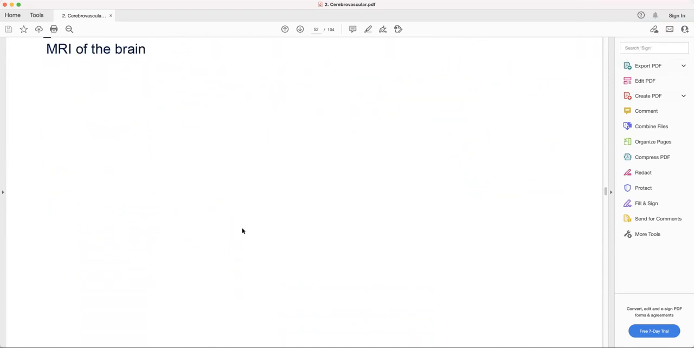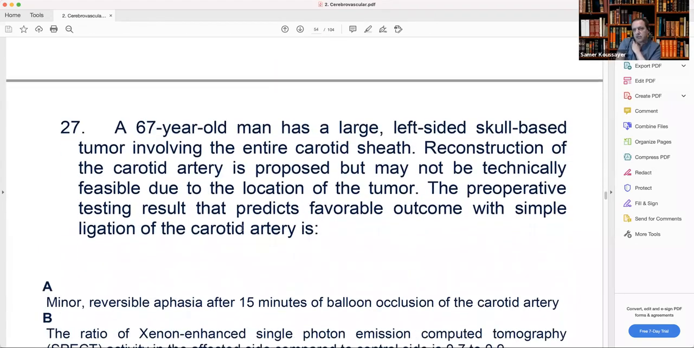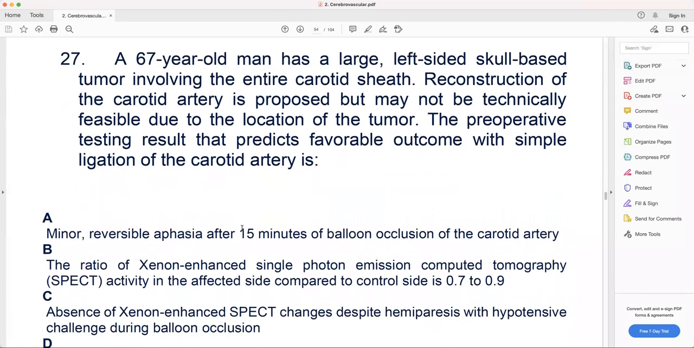Very good. All right, let's see where we are now. 26, 27. Let's go to Dahman. Hamad. A 67-year-old man has a large left-sided skull-based tumor involving the entire carotid sheath. Reconstruction of the carotid artery is proposed, but may not be technically feasible due to the location of the tumor. The preoperative testing result that predicts a favorable outcome with simple ligation of the carotid artery is.